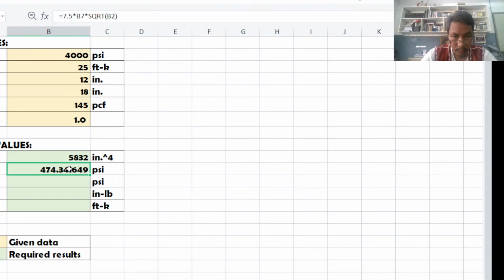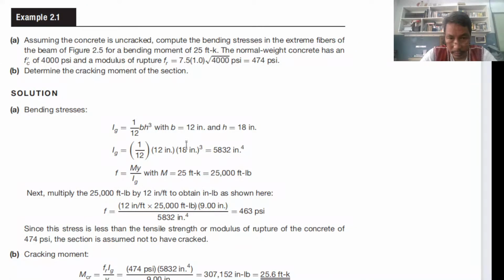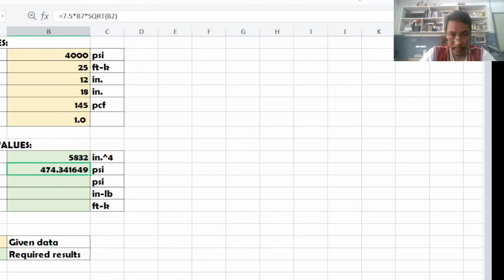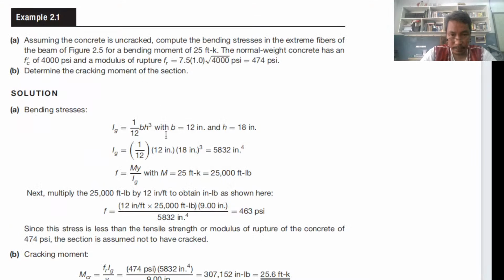So the answer is 474. Is that correct? So here is 474 PSI. So let us click this several times. 474 PSI. Okay. So what about F? How to solve for F? Use the formula here, My over Ig.